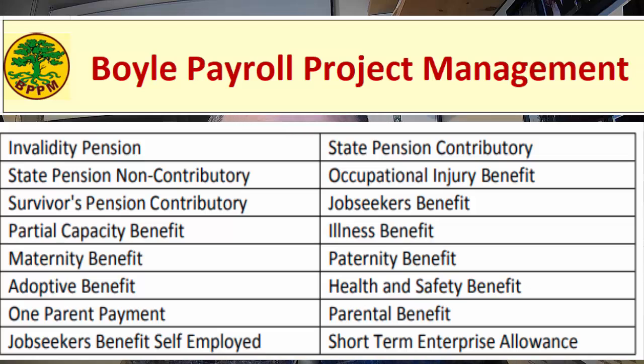The payments will relate to the following benefits: invalidity pension, state pension contributory, state pension non-contributory, occupational injuries benefit, survivors pension contributory, job seekers benefit, partial capacity benefit, illness benefit, maternity benefit, paternity benefit, adoptive benefit, health and safety benefit, one parent payment, parental benefit, job seekers benefit, self-employed short-term enterprise allowance.